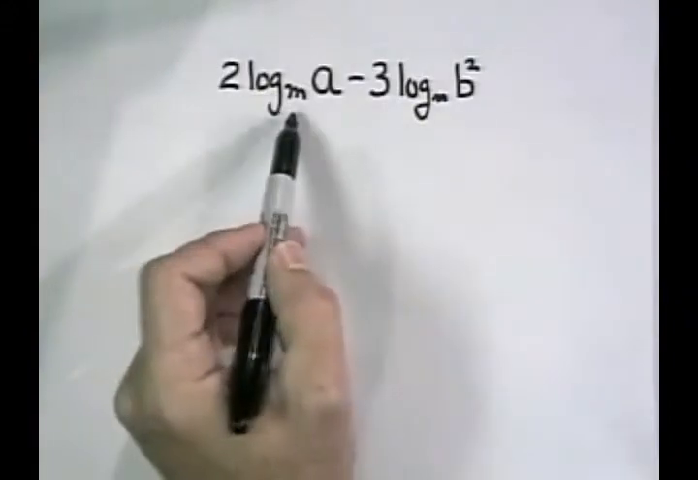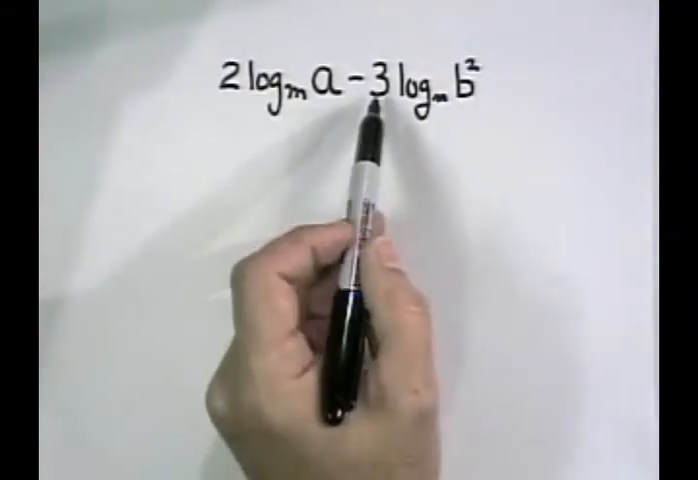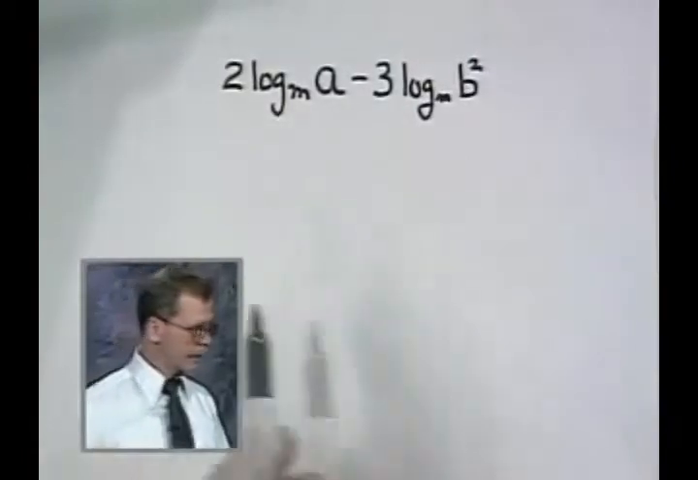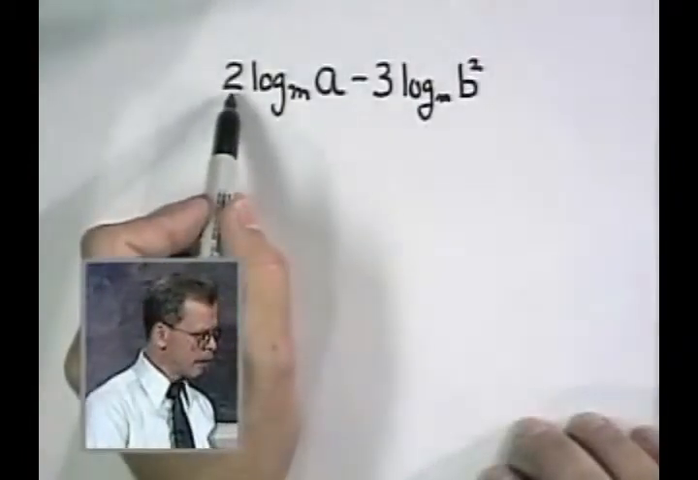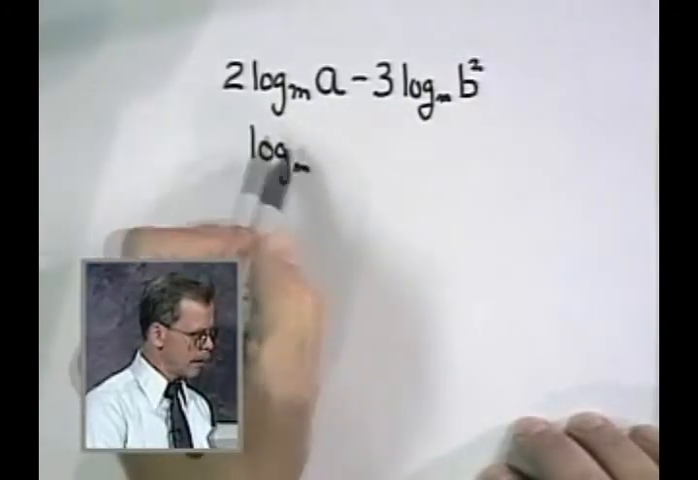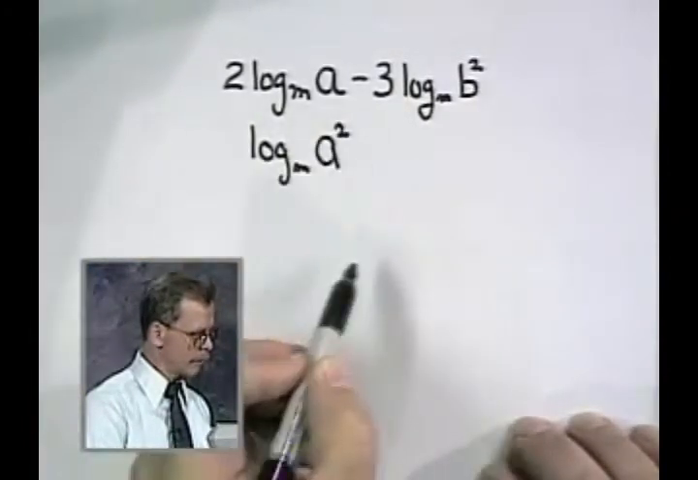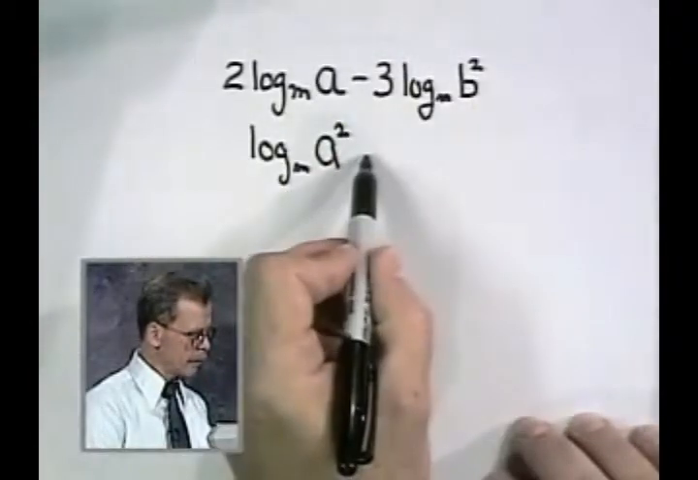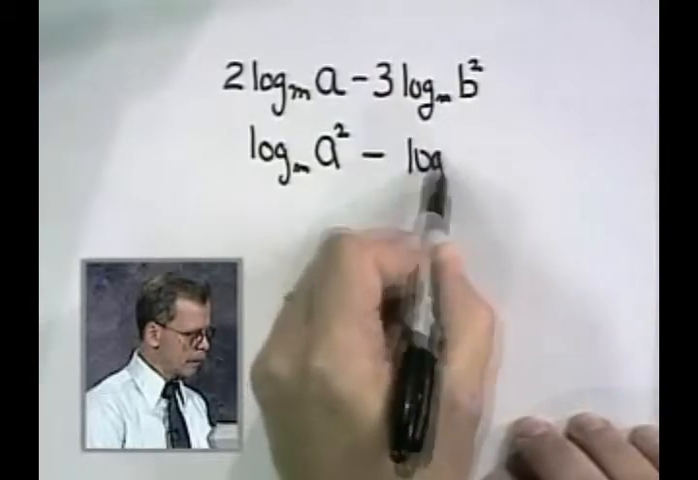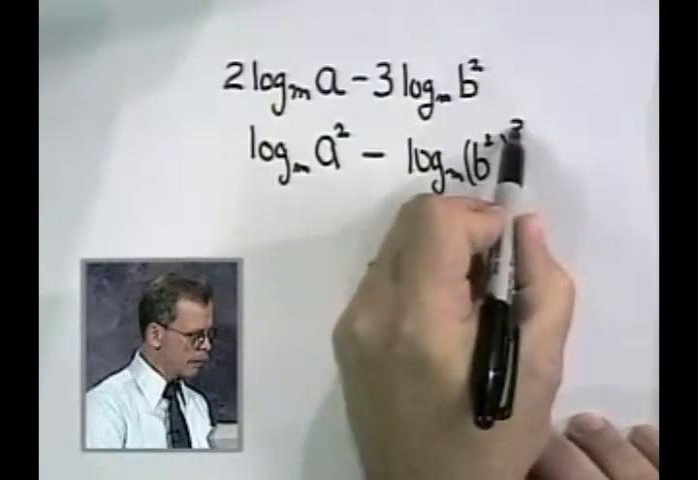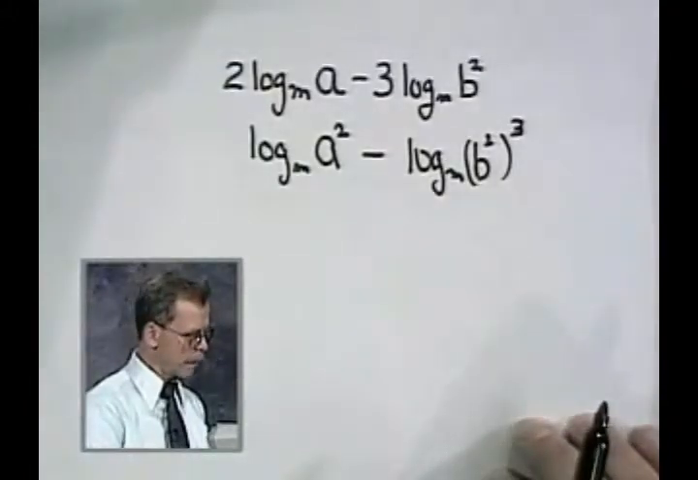Here's our example. We have 2 log m of a minus 3 log m of b squared. We might do this in 2 steps. First, we notice that 2 log m of a is going to be the log base m of a squared. And then this 3 will become the exponent, so it's minus log base m of b squared cubed. We'll simplify that in a moment.